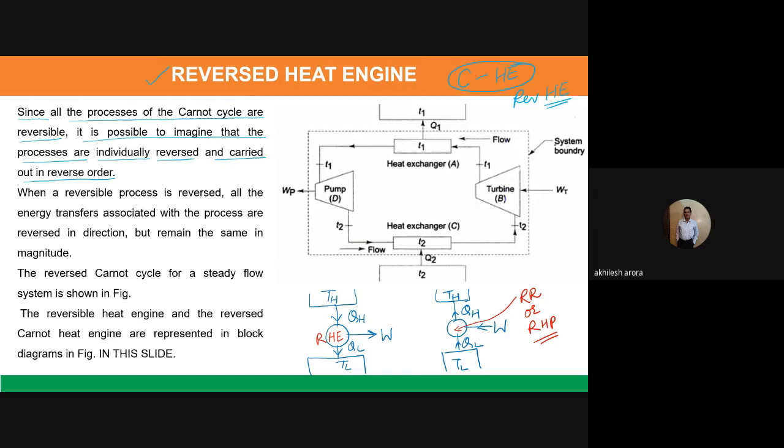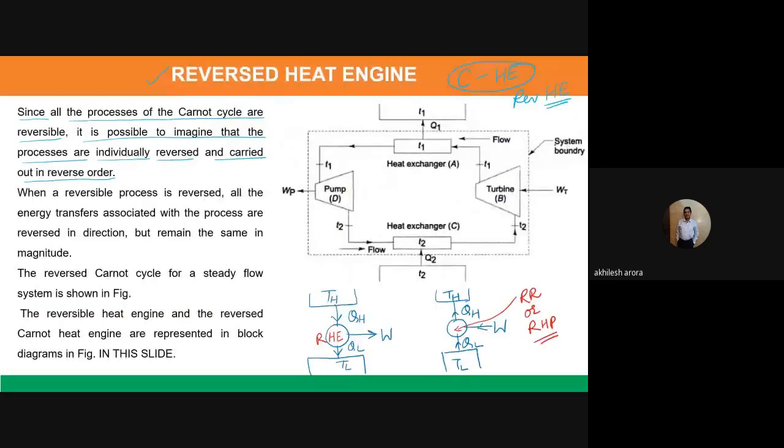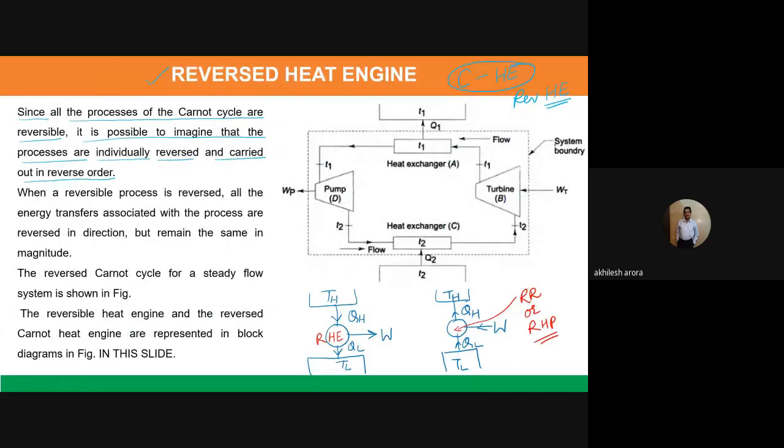If you see the previous cycle here, you can see this is actually moving clockwise. So the cycle is taking place in the clockwise direction. When I say that all the processes are to be reversed and carried out in reverse order, it means now I want to carry out the cycle in the opposite direction, that is anti-clockwise direction. So all heat interactions will be reversed, all directions of the processes will be reversed. So let us try to understand it from here. What is the meaning here?